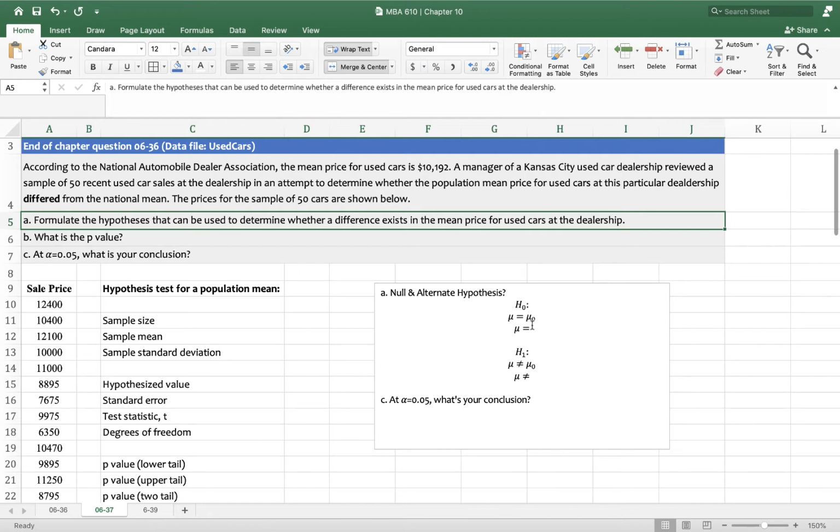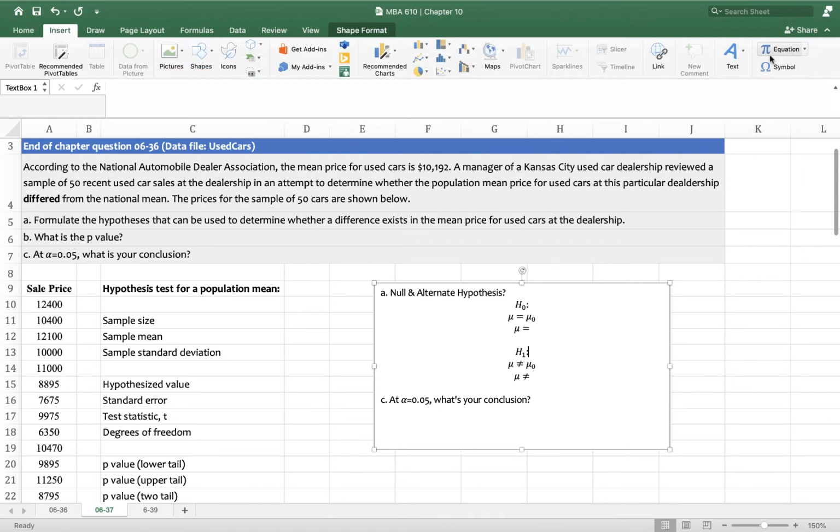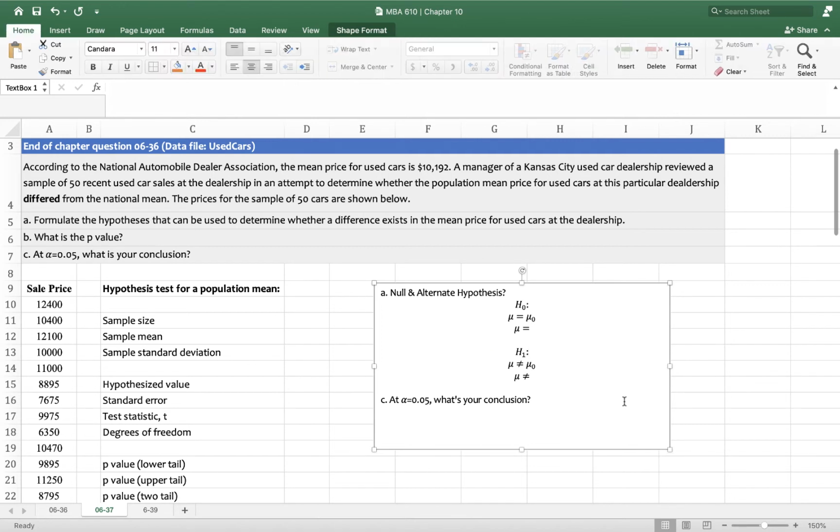And if you want to enter a text box and use these Greek symbols, you can find it by going to Insert and then Insert an equation. And you'll see all of these different pieces. If you want to do that, you can put these in here. But it takes a little while, so I'm just going to show you as though it's done.